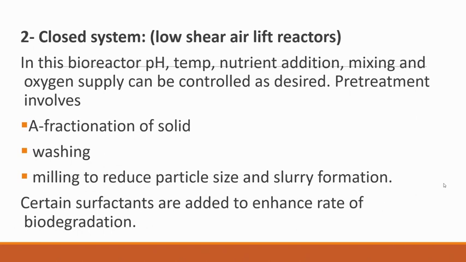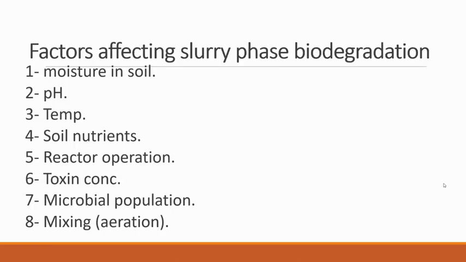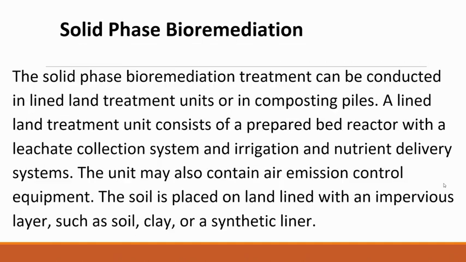Now, when you look at the factors affecting the slurry phase, the key points are the same. The moisture content. If you increase the water content, it will affect bioremediation or biodegradation. Now, the pH, the temperature, the soil nutrient, the reactor operation, toxin concentration, microbial population, and mixing. How often do you mix? Okay, all these things are factors that can affect it.